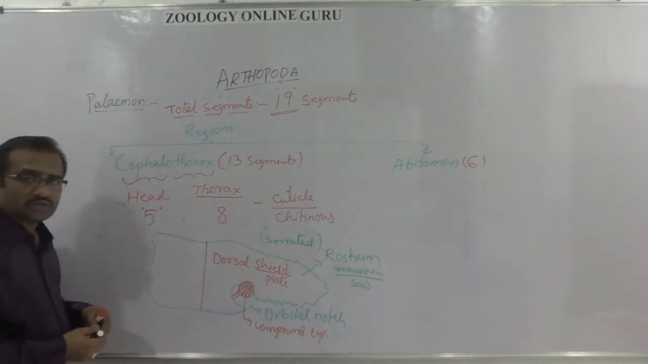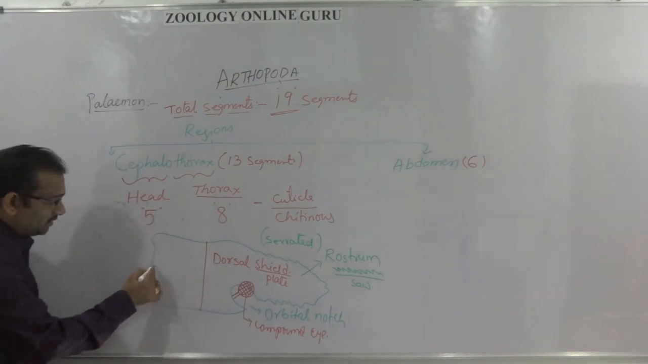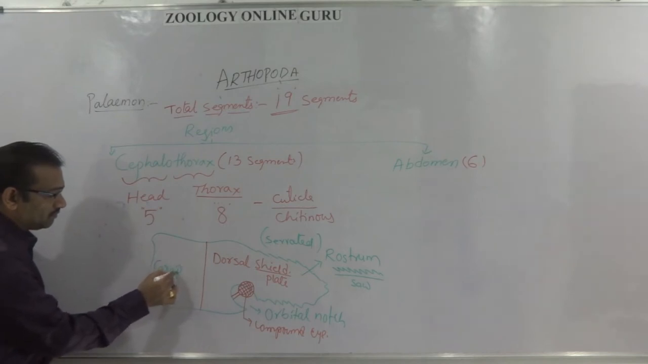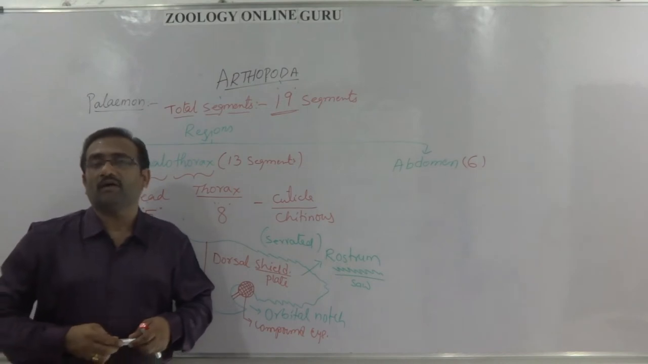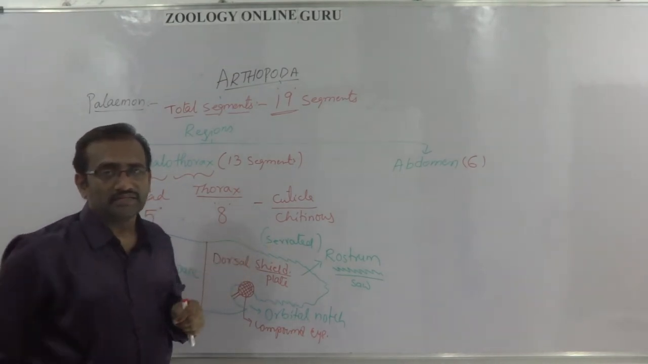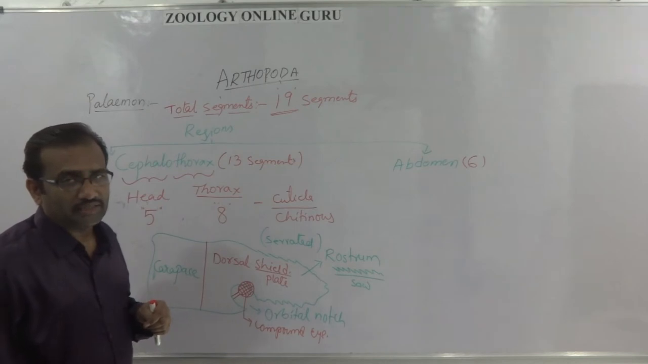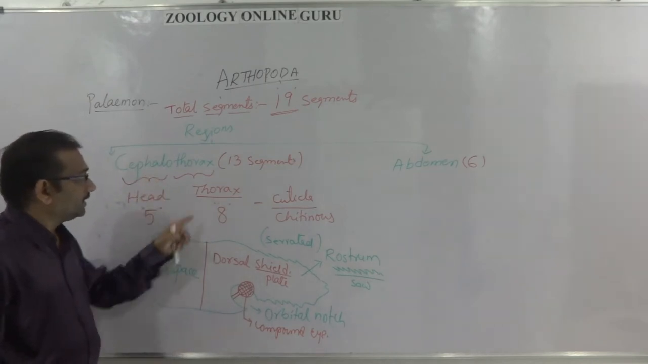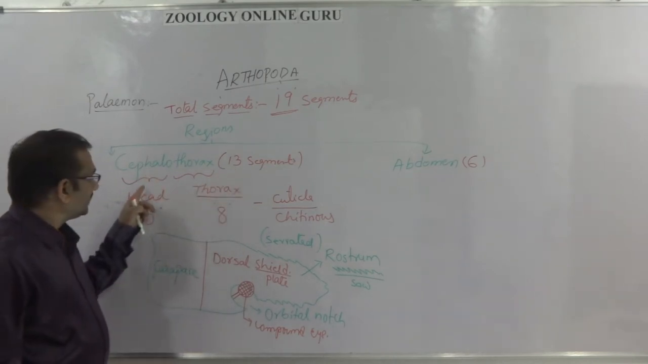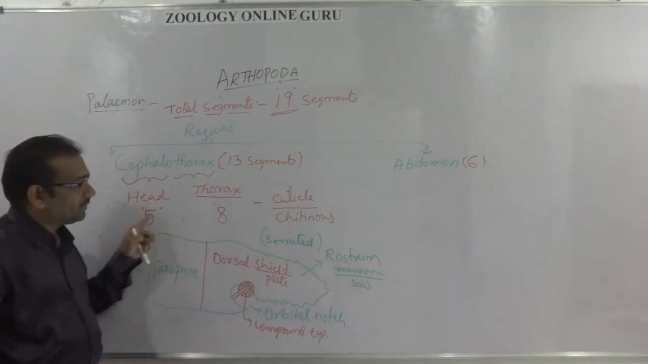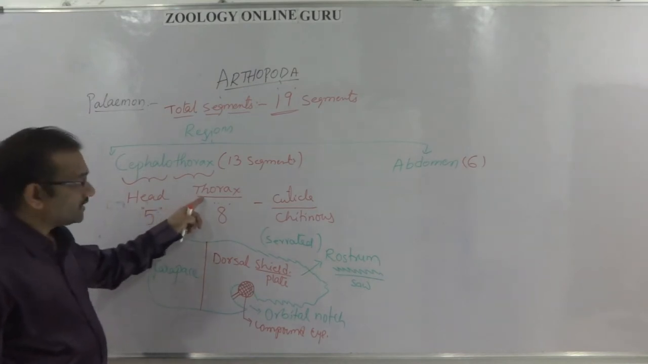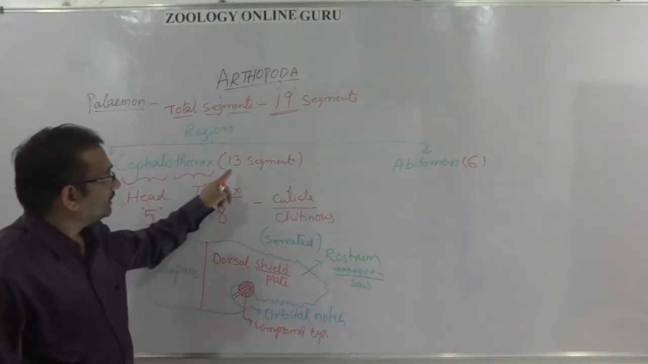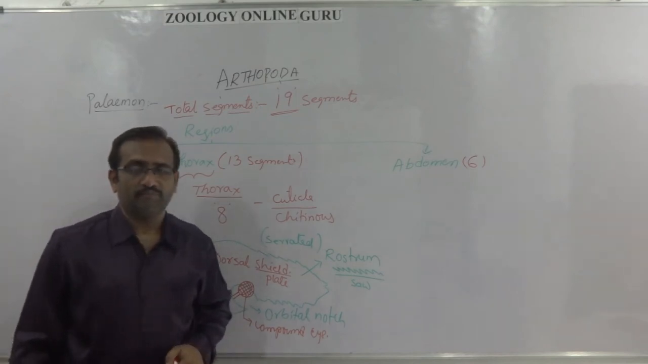Posterior to the dorsal shield, this part is called carapace. Both carapace and dorsal shield or dorsal plate are covered by a chitinous cuticle, the hardest material. The cephalothorax contains 13 segments: the head contains 5 segments and the thorax contains 8 segments. Totally there are 13 segments.